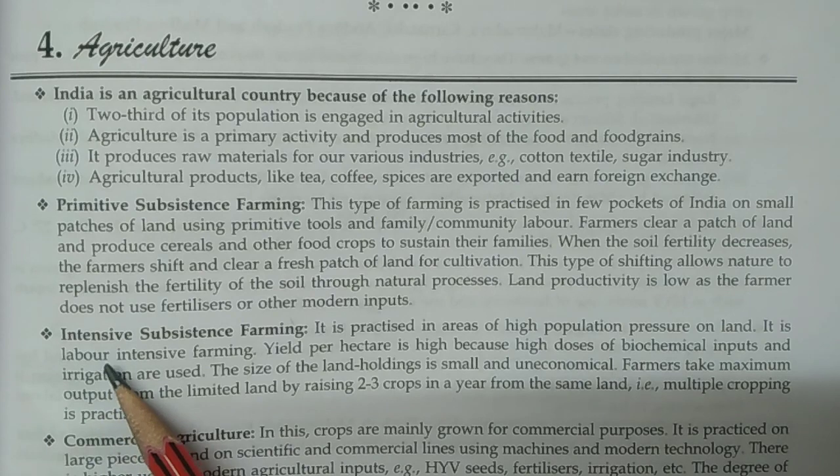Now next, intensive subsistence farming. It is practiced in areas of high population pressure on land. It is labor intensive farming. Yield per hectare is high because high doses of biochemical inputs and irrigation are used. The size of the land holding is small and uneconomical. Farmers take maximum output from the limited land by raising 2 to 3 crops in a year from the same land. For example, multiple cropping is practiced here.